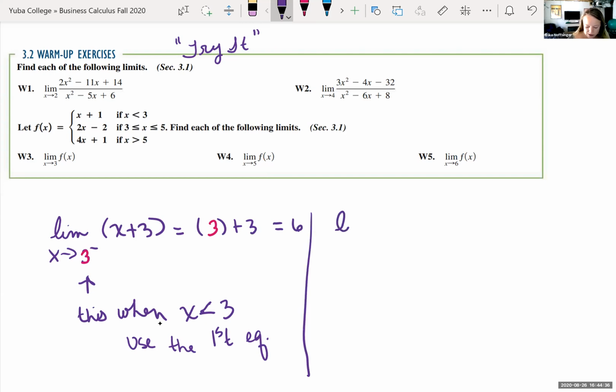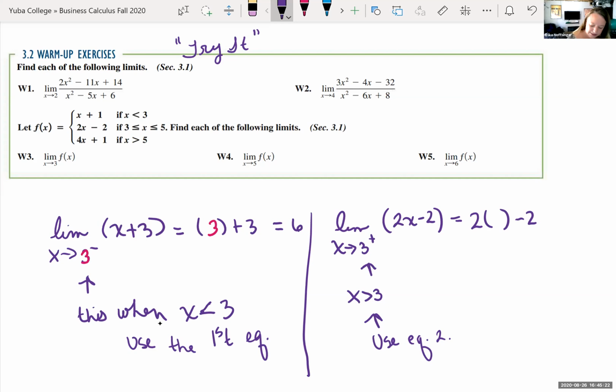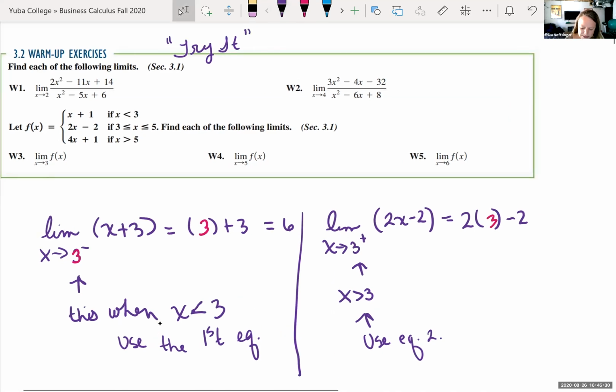We also have to see what's going on on the right-hand side of 3, when our values of x are greater than 3. There are 2 pieces where x is greater than 3, the second equation and the third equation. You want to use the equation that is closest to 3, which means I'm using the second equation, 2x minus 2. Wherever we see an x, we replace it with 3. So we have 2 times 3 minus 2, which is 6 minus 2, which is 4.